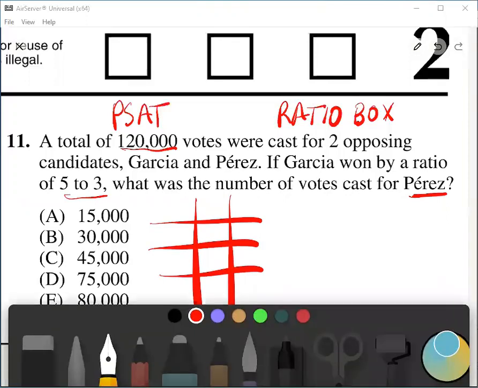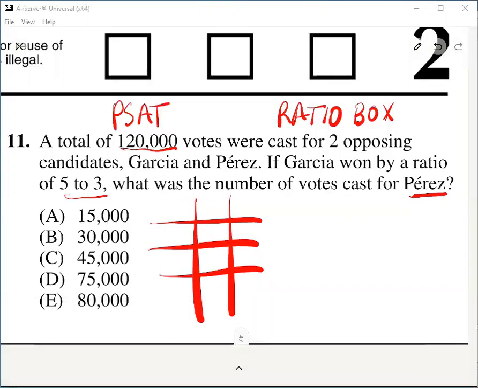Now, I'm going to switch it up a little bit. What we're going to do is say this is Garcia's column, this is Perez's column, and this is going to be our total column. For every 5 votes that were cast for Garcia, 3 were cast for Perez. Now we're going to add going across. So 5 plus 3 is 8. So we add going horizontally. Now, the actual number that were cast altogether were 120,000 votes.